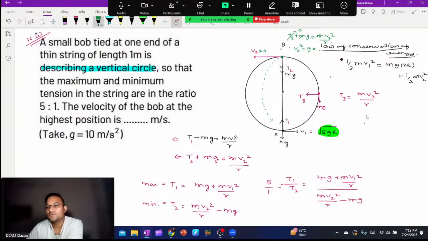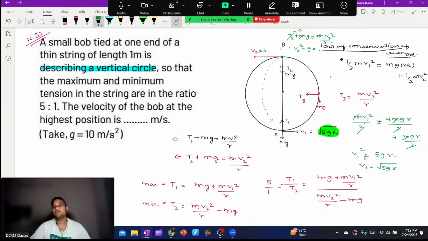Okay, so this equation will become mv1 square by 2 plus 4mg, equal to 4mgr divided by 2 plus m into gr divided by 2. The 2 gets cancelled, m also you cancel it. So v1 square will become equal to 5gr. So v1 will be equal to root 5gr. Now you understood why we are applying this formula.